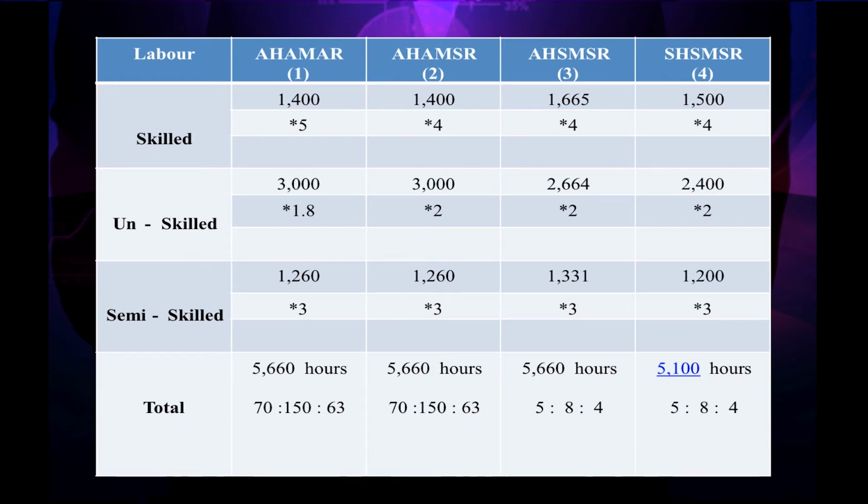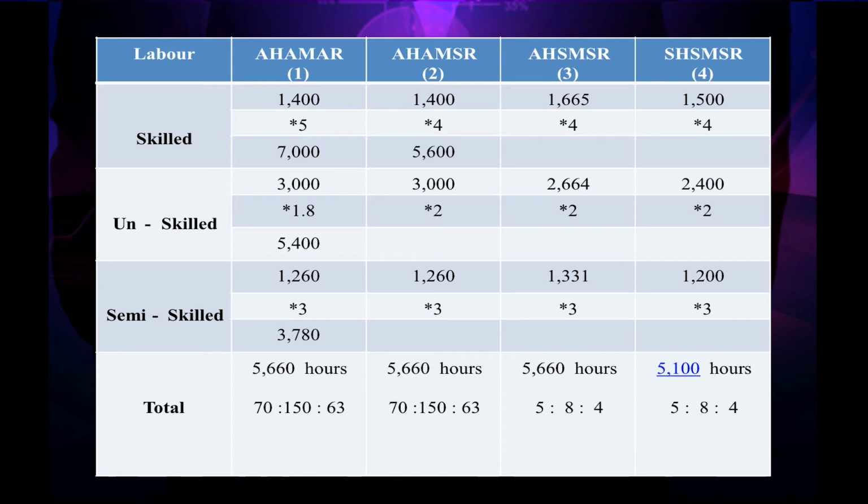Now, we will get the product for each of these cells, which is 7000 for column 1 for the skilled, 5400 for column 1 for the unskilled, and 3780 for column 1 for semi-skilled.